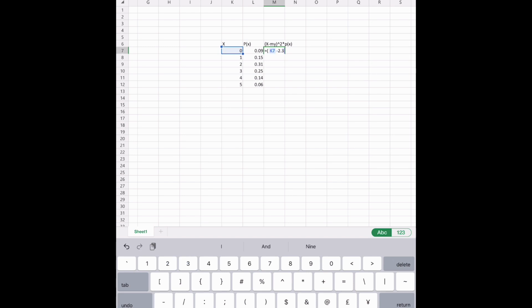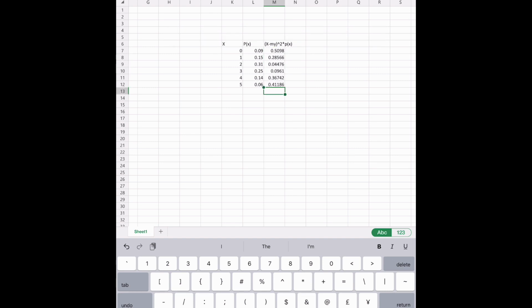2.38, which is the mean. Close the parentheses, raise that to the second power, and then multiply, so times p of x. So click on p of x and then enter. Now you're going to populate. So let me try to do that again. Fill and then populate. Okay. So now we found that column.